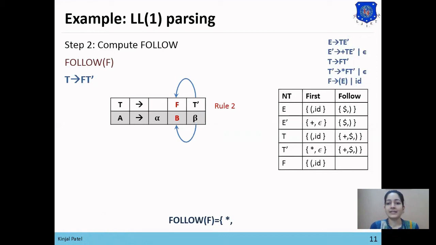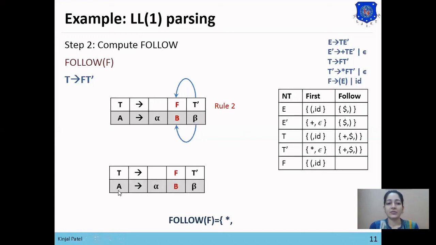Now as T dash derives null, we will apply rule 3 also. As it matches with the statement A produce alpha B, because T dash derives null, T dash will be substituted with null. So our production will be like T produce F. So as no symbol is following F, follow of T will be added in follow of F. Follow of T is plus dollar and closing bracket. So plus dollar and closing bracket will be added in follow of F.